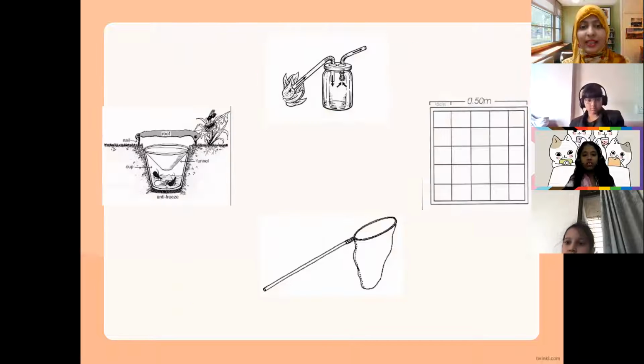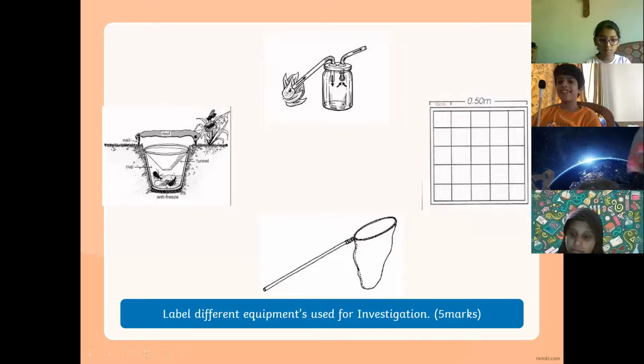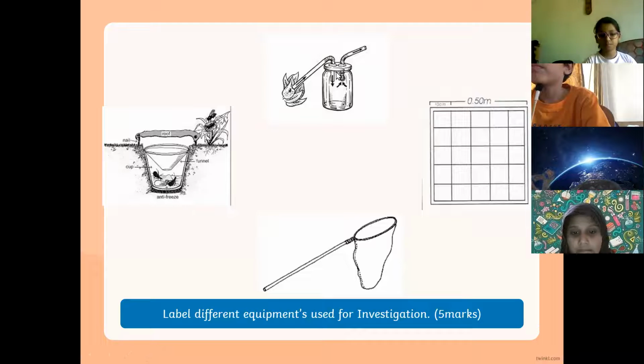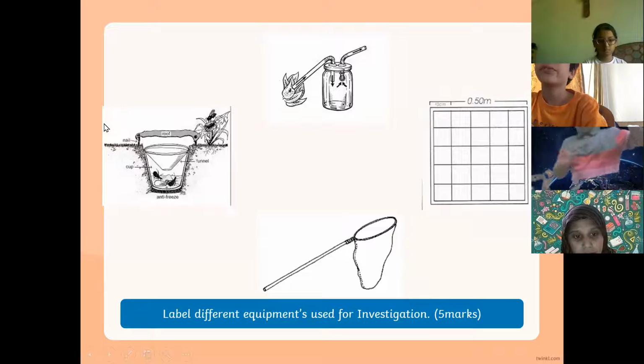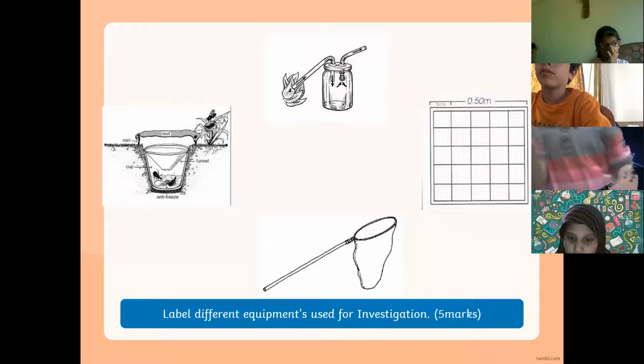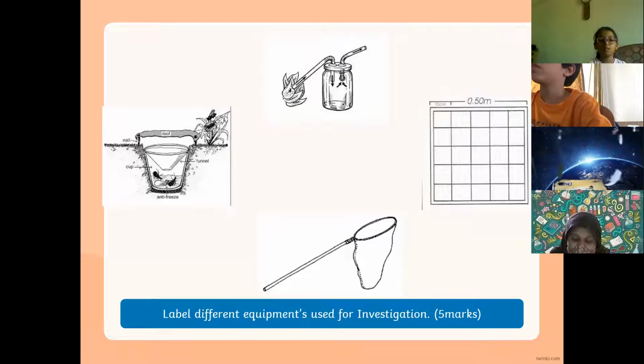The second one is you have to label different equipments. We already learned. You have to just label it. Which equipment is this? What is this called as? You don't have to write anything. You have to just label it. What is this one? And what is this one? We already learned these equipments. And you have to just name it. If you do all the 4 equipments, you get 5 marks.